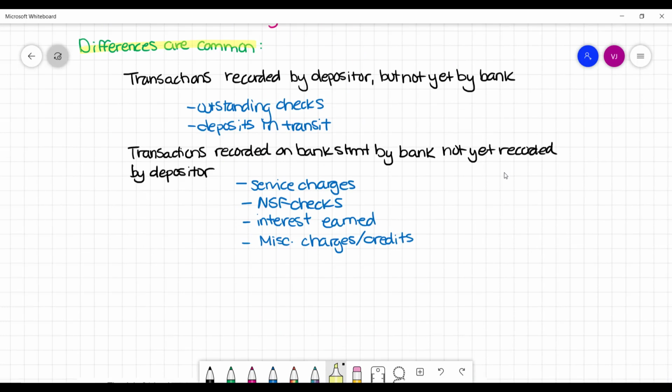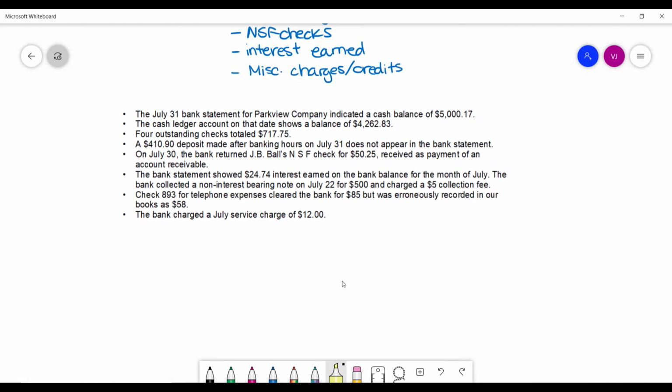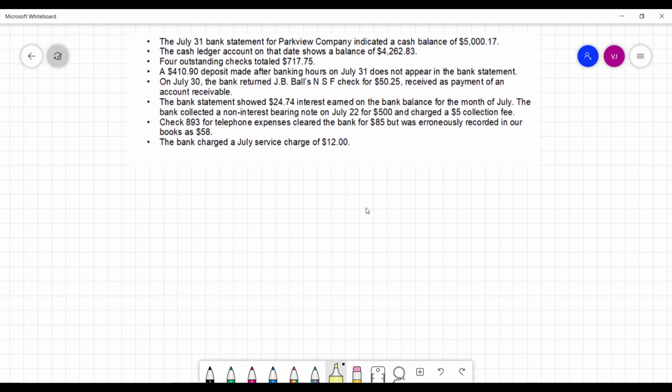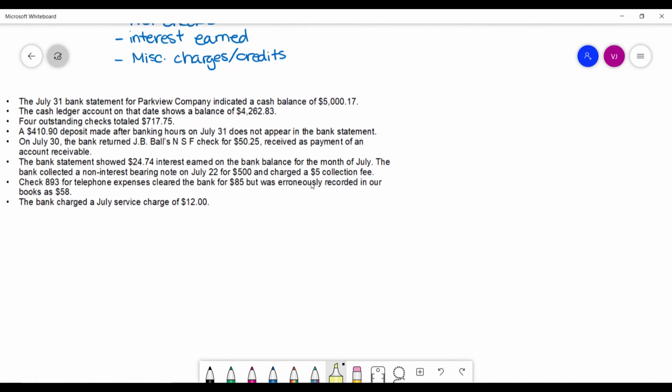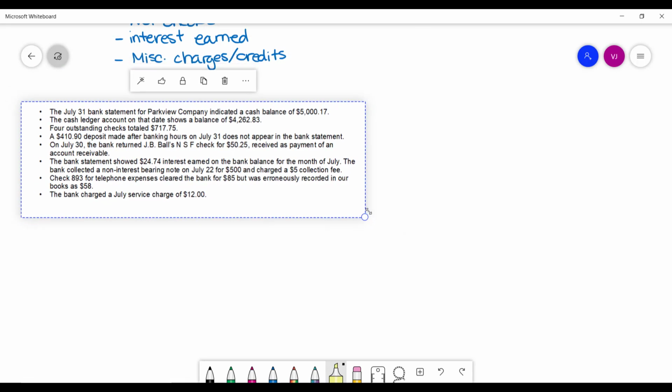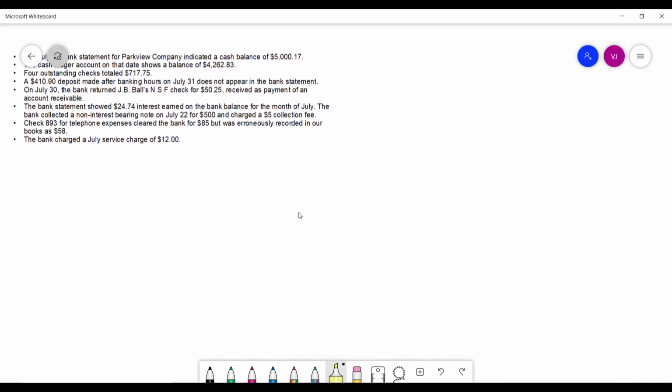So now let's look at an example and actually set up a bank reconciliation. This example is pulled from the PowerPoint. We have a list of transactions here, and we want to set up a bank reconciliation to get the two balances to agree with one another. You always want to start with the balance per the bank statement. So that's what we're going to do first here, and we'll do it on the right-hand side here.